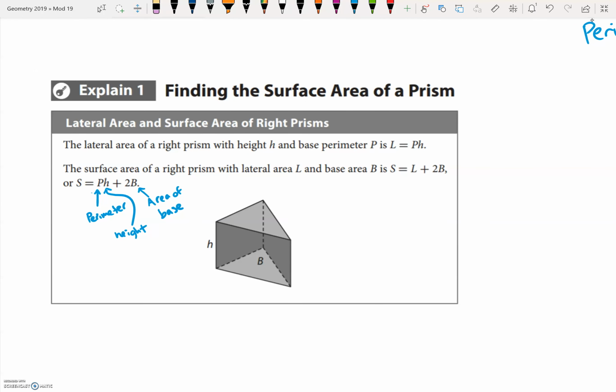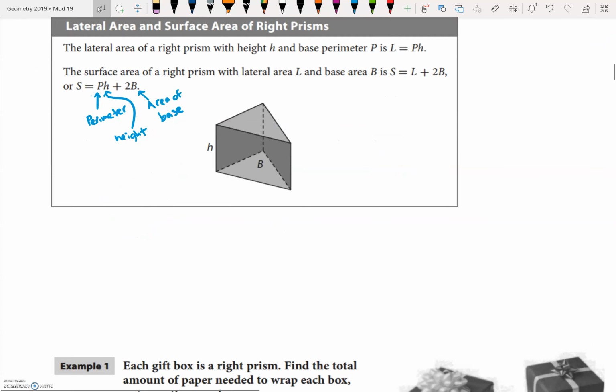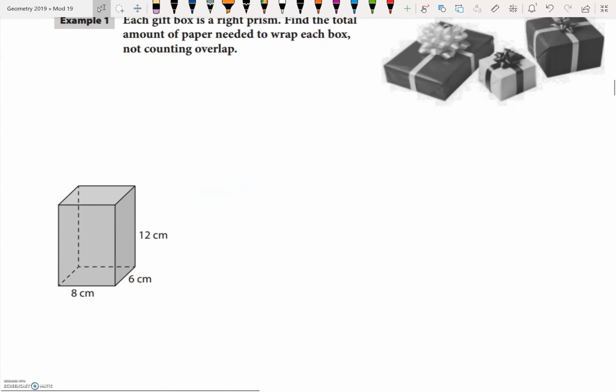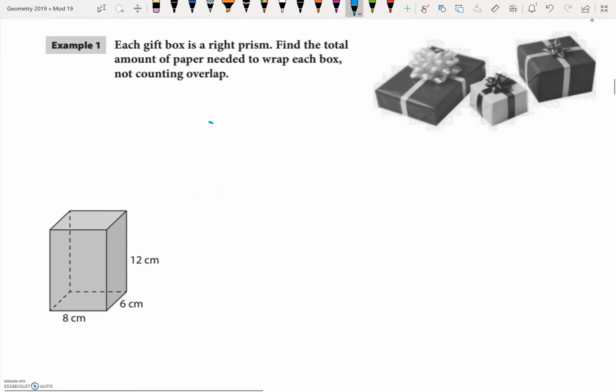So let's go ahead and try out some problems where it's perimeter times height plus 2 of the bases. So I'll go ahead and write that formula again. Surface area equals the perimeter times the height plus 2 of the bases. So we've got a gift box. We want to find out how much paper is needed to wrap around the box.